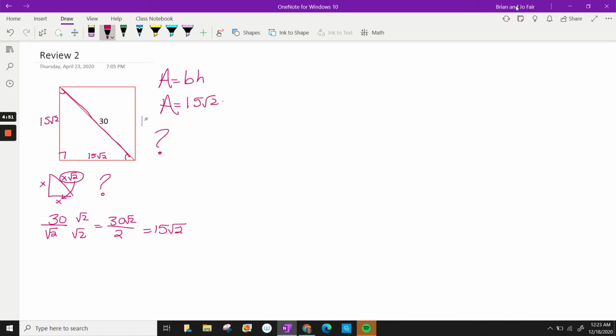Should have 15√2 times 15√2. Now you can maybe do a little bit in your head to make your life a little bit simpler. Remember, I'm just multiplying here. The order I multiply things does not matter, but this root 2 times another root 2 should be 2. So I'm just going to type in my calculator 15 times 15 times 2. Now you can do the root 2 business if you must, but I thought it would be easier. So I have an area of 450.